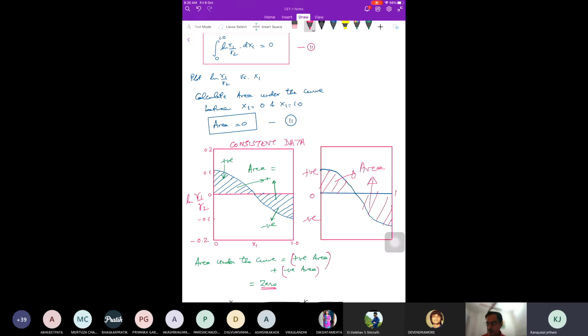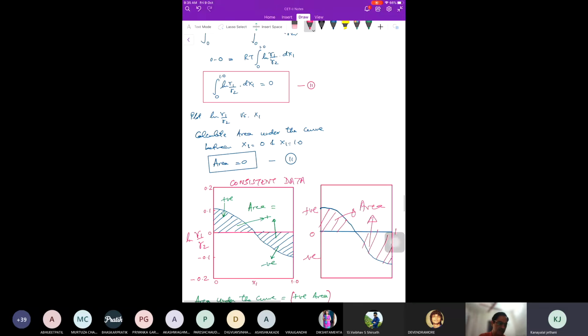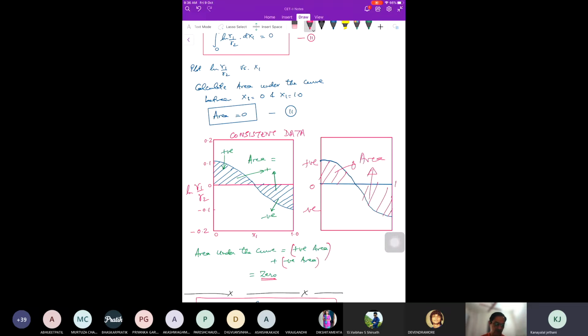Graphical integration means you plot whatever is under the integral sign, ln gamma 1 upon gamma 2 dx1. So you plot ln gamma 1 upon gamma 2 versus x1 and integrate between the limits 0 to 1. Here I have seen it is almost equal area. This is the positive area, above 0, and this is the negative area, below 0. If both are equal, positive plus negative, suppose this is 10 squares and this is again 10, the overall area will be equal to 0.